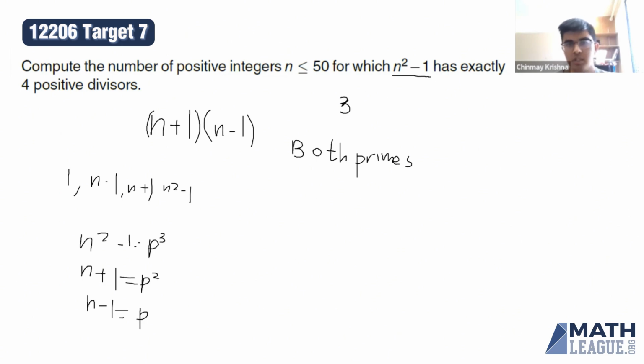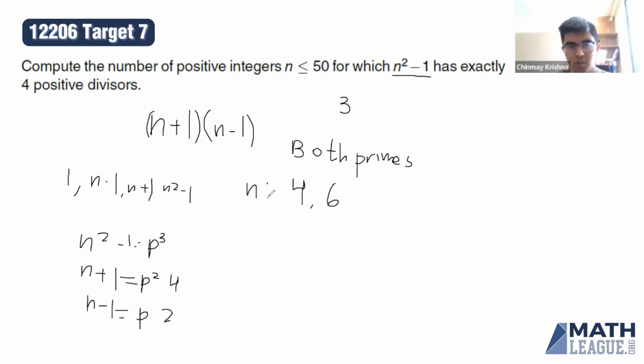When n equals 3, n minus 1 is equal to 2, and n plus 1 is 4, which is 2 squared. So n squared minus 1 is 8, and that has 4 positive divisors. And then the other case is where they're both primes, so we need 2 primes that differ by 2, like twin primes. 3 and 5 are 2 apart, so n equals 4 works. And 5 and 7 are 2 apart, so n equals 6 works.